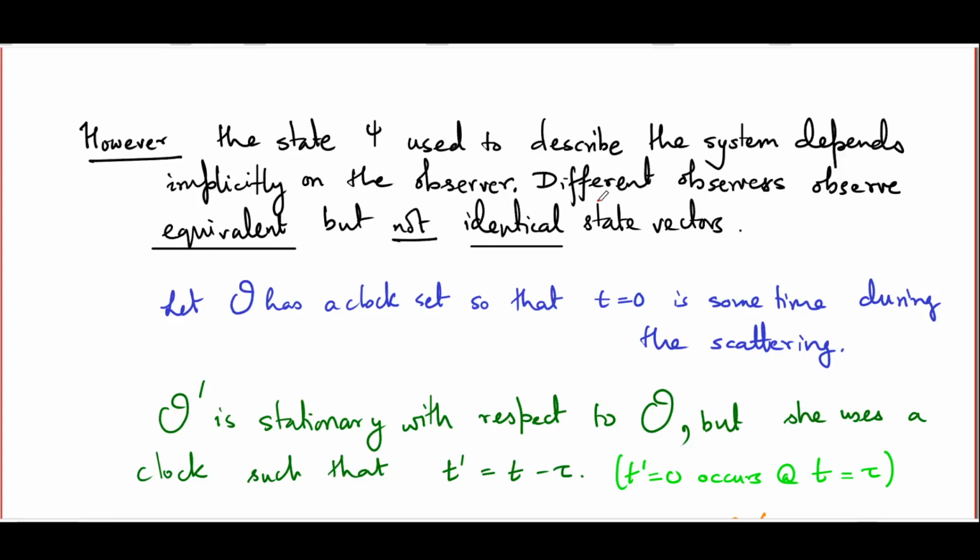O prime, on the other hand, is another observer. She is stationary with respect to O, but she uses a clock such that her time t prime is related to O's time t by the relation t prime equals t minus tau. What that means is, the origin of time in O prime's clock, t prime equal to 0, occurs at t equal to tau according to O.